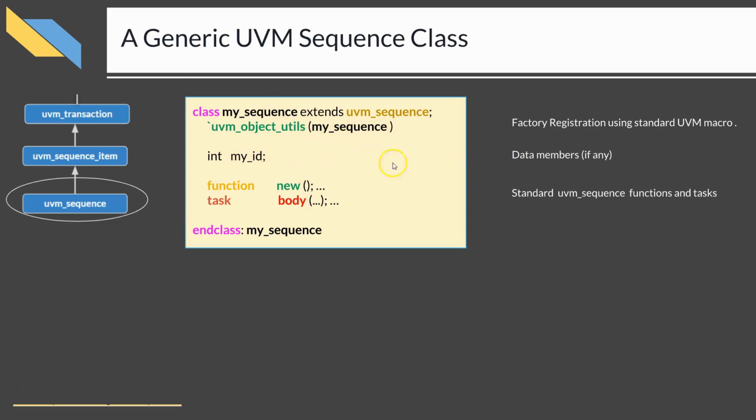After that, you can define or declare any data members for this class if there are any. And these are the functions and tasks which are present in the UVM sequence class. There should be a new function, the constructor, like in all other classes. And also there is a task named body. This task named body is specific to UVM sequences. You will not see a task with the name body in any other classes, either in the UVM sequence item class or in any of the UVM component classes. This is the main method of the UVM sequence class. This is where you will write the intelligence of the class inside the class definition. So all or most of your functionality will be written within the body task of the UVM sequence.